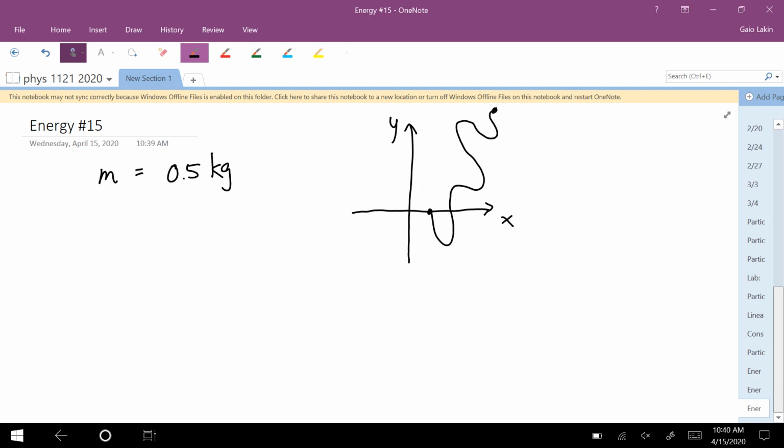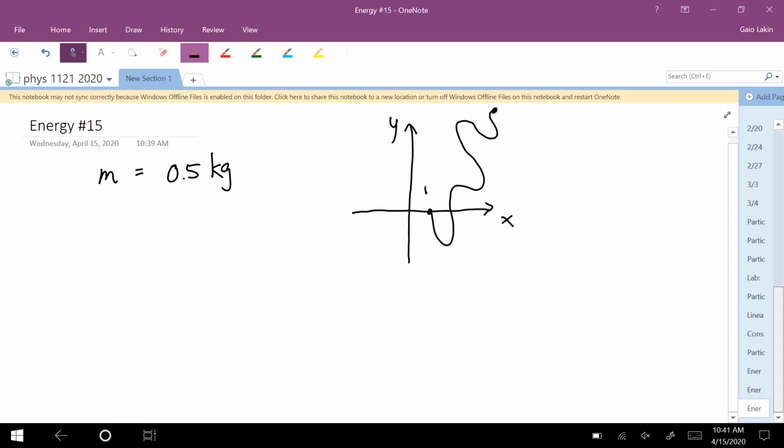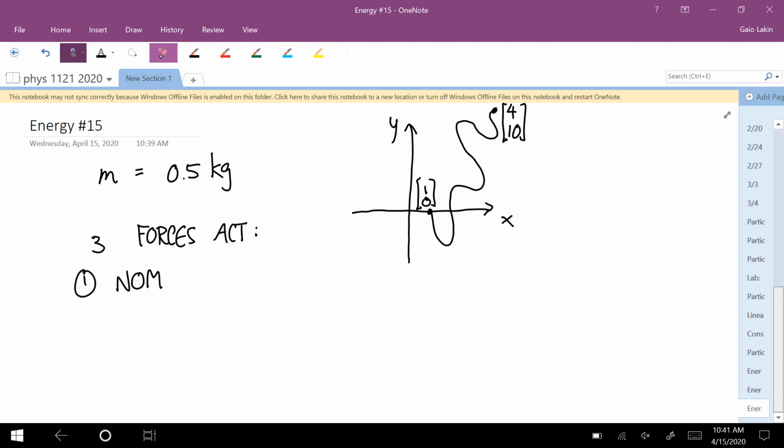Three forces act as it goes through that motion. This point is (1, 0). This point is (4, 10) in meters. And three forces act. A normal force as it goes through its motion.